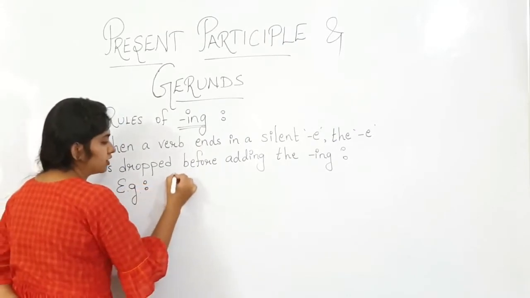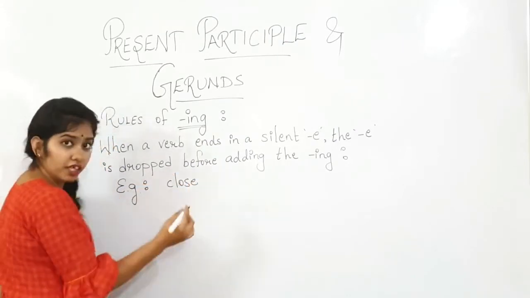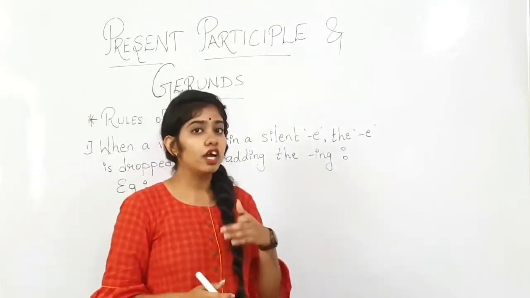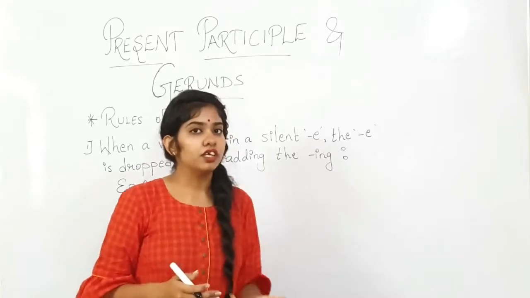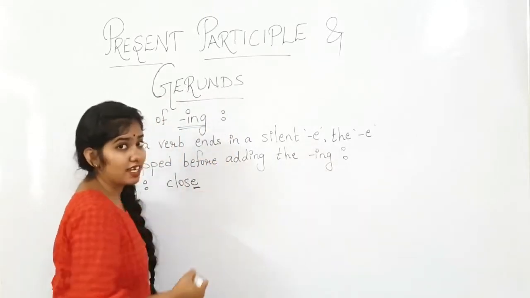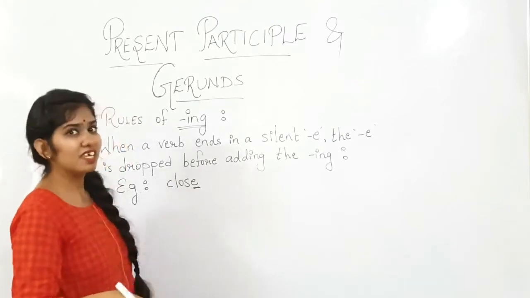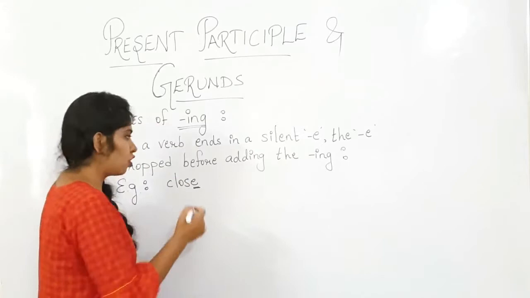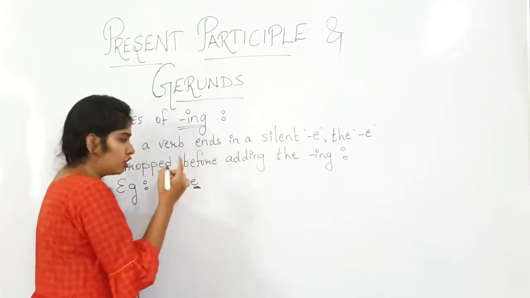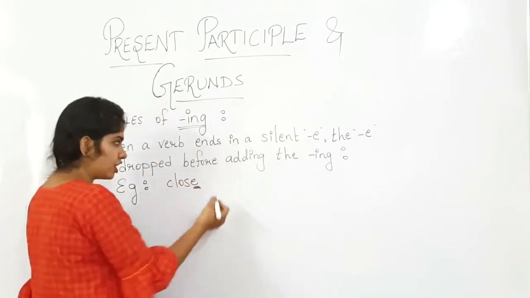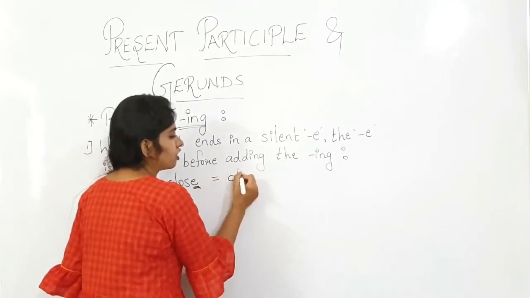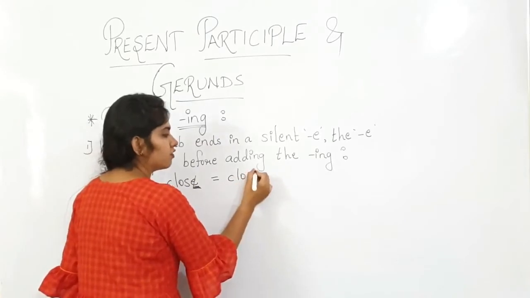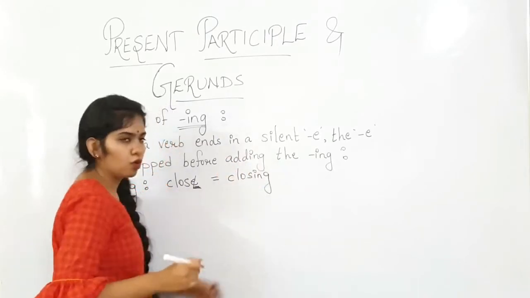if I am writing close, so over here at last e is there, but the sound of the e we are not speaking. The sound is silent over here. We are not speaking it as closing, no, we are speaking close. So over here e is silent. So whenever we are adding ing, then we will not write the e. Instead of that we will add ing: closing.